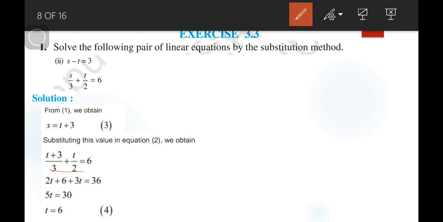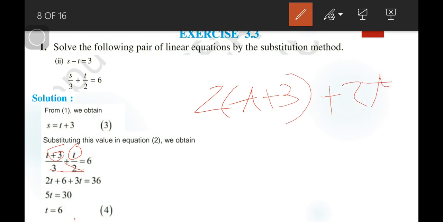So we take the LCM of 2 and 3, that is 6. So we multiply by 2 here and 3 here. So we get 2 into t plus 3 plus 2t by 2 into 3, that is 6, is equal to 6.